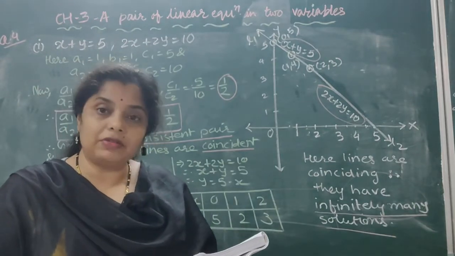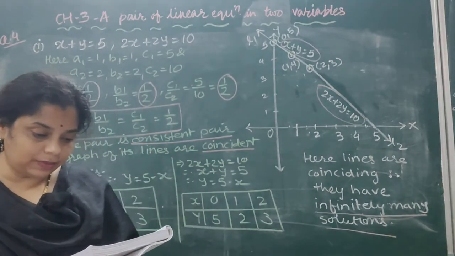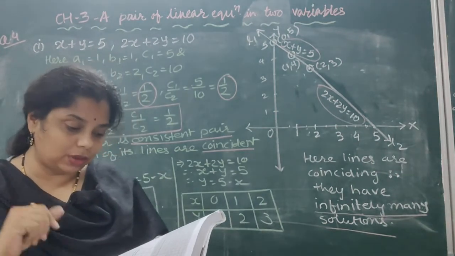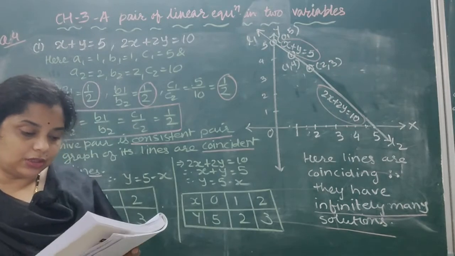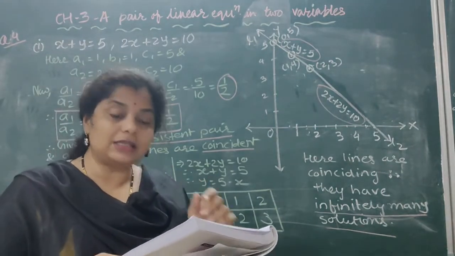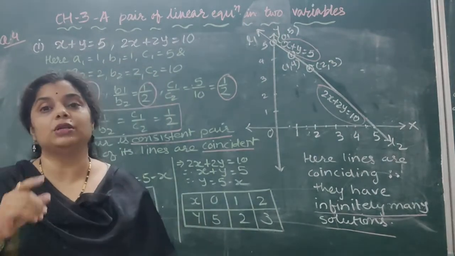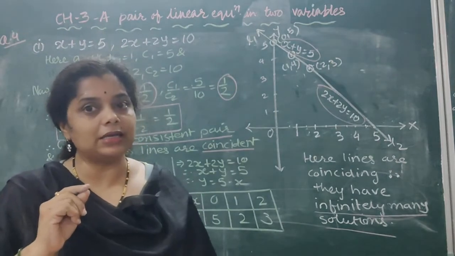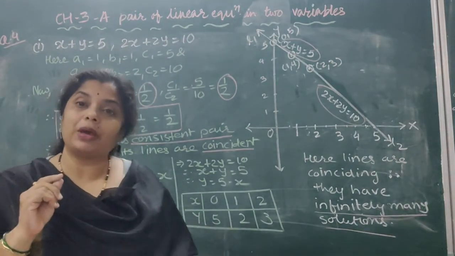So if we take a1 by a2, it is 1 by 3, b1 by b2, again minus 1 by minus 3 is 1 by 3, and c1 by c2 is 8 by 16, so it is equal to 1 by 2. So here we can say that a1 by a2 is equal to b1 by b2, but it is not equal to c1 by c2. It means which type of pair of linear equations?